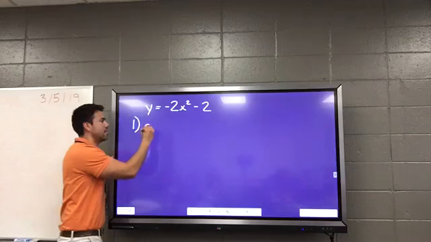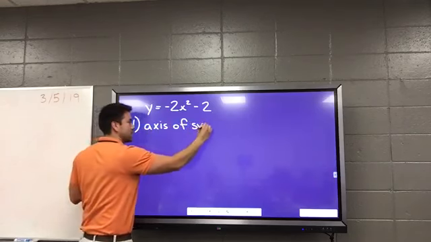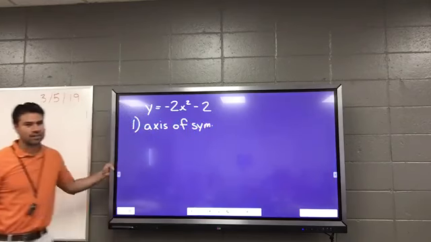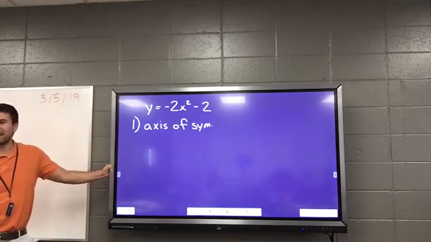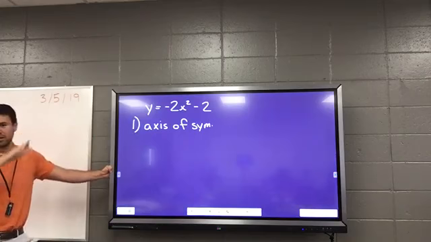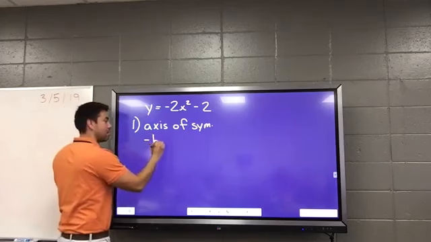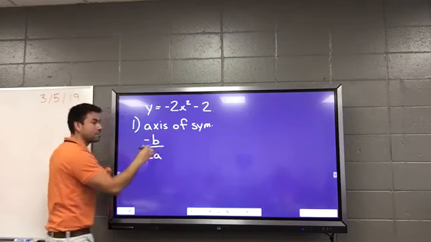What's our first step in getting a graph? Get the axis of symmetry. That's my first thing. You okay, Sarah? Yes, I'm tired. Okay, get the axis of symmetry. Do you remember how to find the axis of symmetry with just the equation? Negative b over 2a. And do you remember where that comes from now?